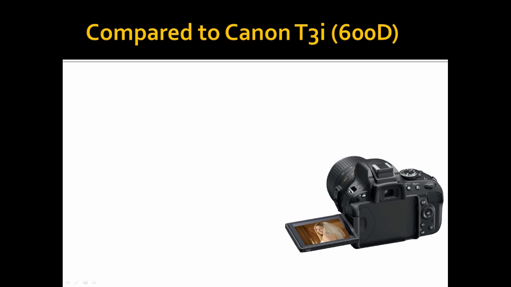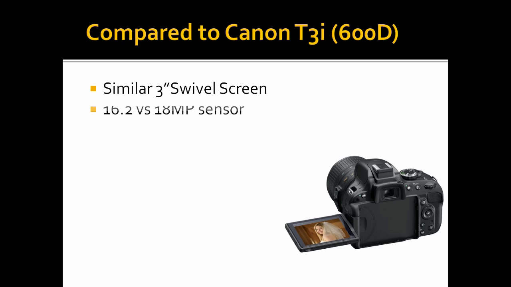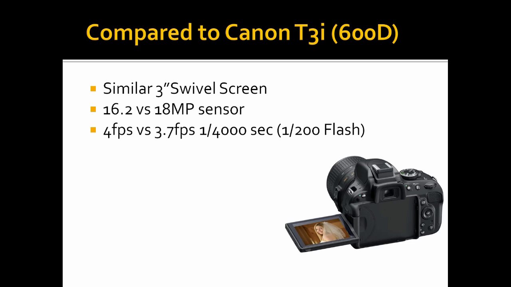So compared to the 600D, Canon T3i, it's similar in the sense of it now has the articulating screen on the left, and it's a 3-inch display. Resolution wise very similar to the Canon model. It has slightly less resolution at 16.2 versus 18 megapixels on the Canon. It's slightly faster in frames per second, 4 versus 3.7, and it has the same maximum shutter speed of 1/4000th of a second at 1/200th of a second flash sync.